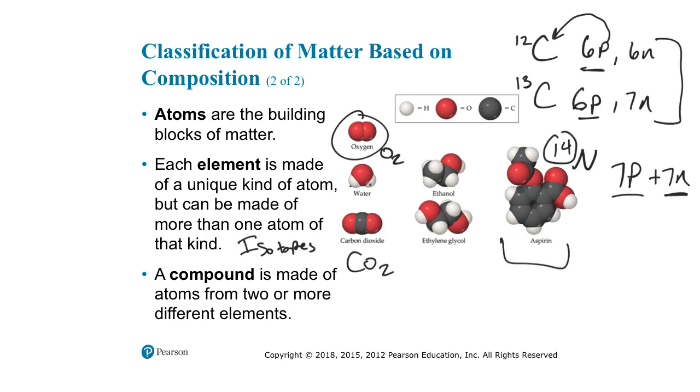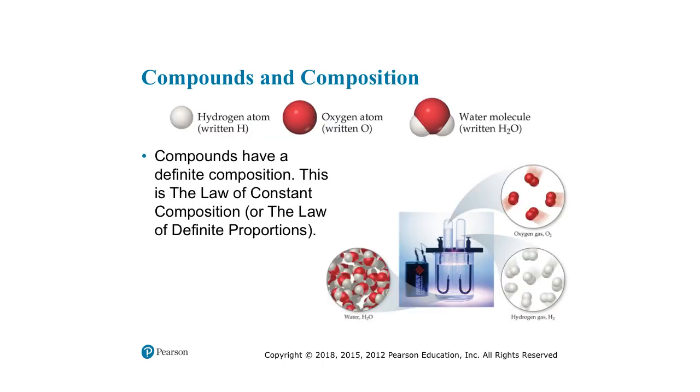We can have macromolecules, so things like aspirin. You could imagine things like DNA or proteins or things like glucose molecules. So there's lots of different types of molecules that go much beyond the complexity of this introductory chemistry class at this point. So compounds have what we call a definite composition. So this is the law of constant composition, or the law of definite proportions.